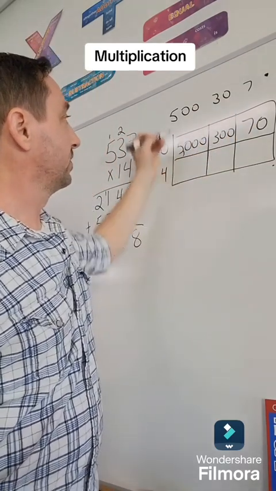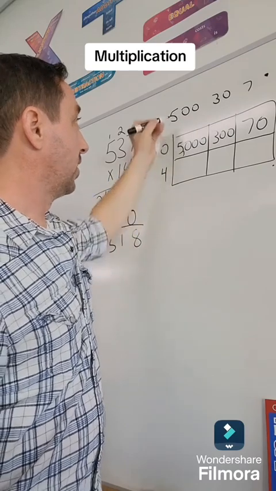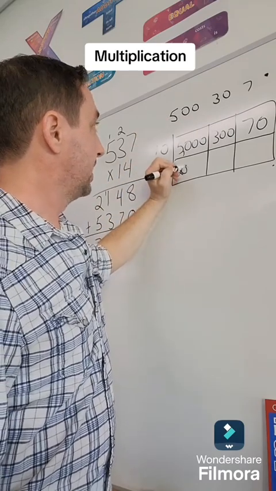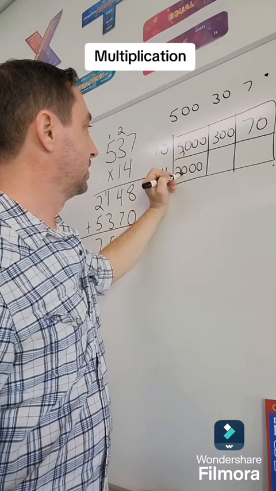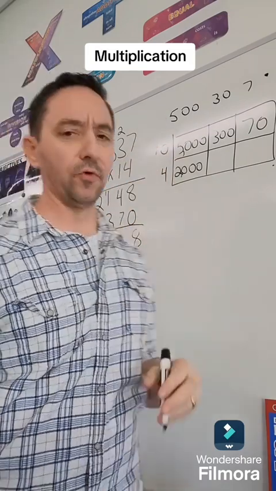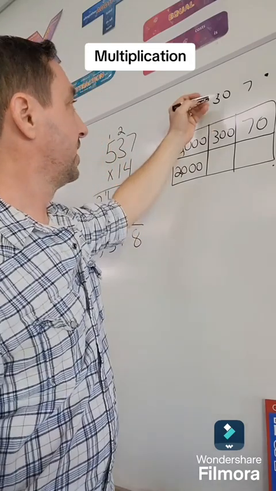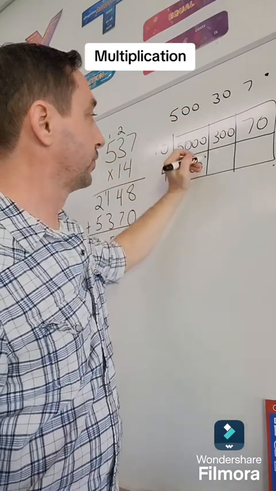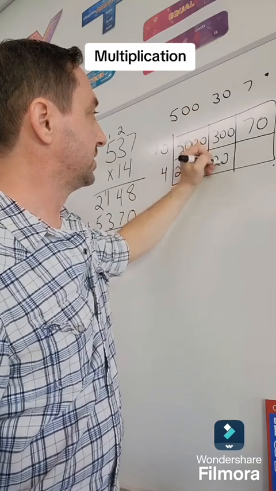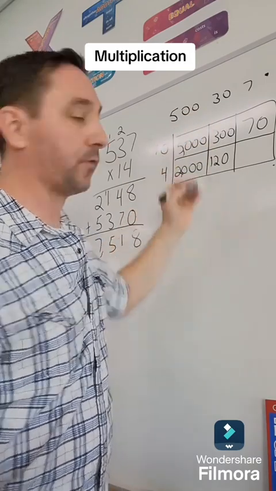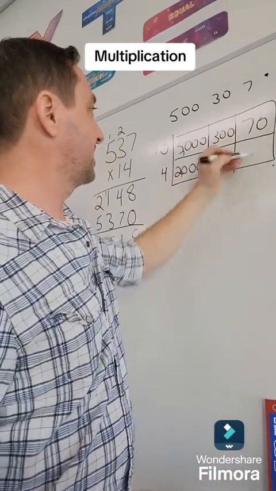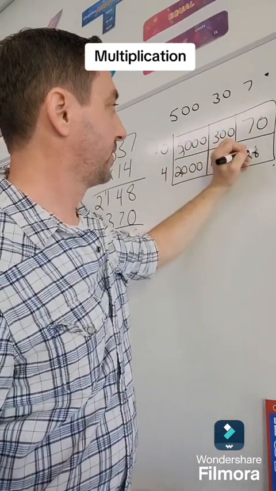Next, I'm going to hop down here. And I'm going to have 500 times 4. I know 5 times 4 is 20. And then I can simply just add in my other 2 zeros. And I know 500 times 4 is 2,000. Here, I'm going to take 30 times 4. I know 3 times 4 is 12. Put my 0 back in. And that's 30 times 4 is 120. And finally, 7 times 4 is 28.